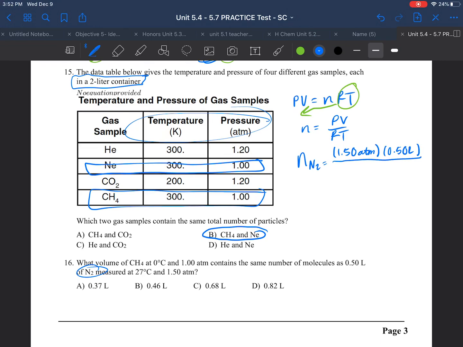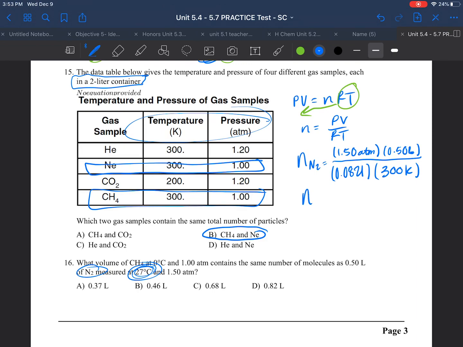This looks like a 2, that's an L. R, since we're working with atm, is just defined as 0.0821, and there's a bunch of units after that. I'm going to drop them for simplicity. And then the temperature, now we have it listed in degrees Celsius, but make sure we convert that to Kelvin. And so 273 plus 27 equals 300.